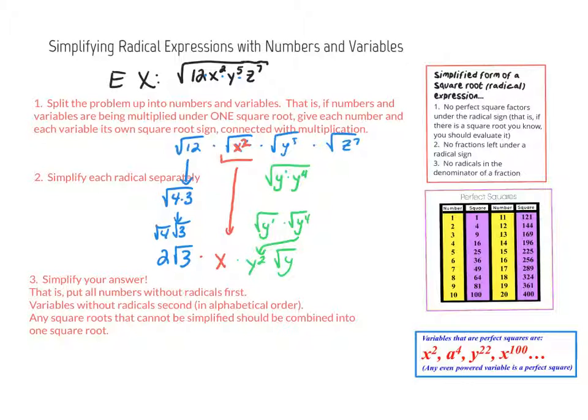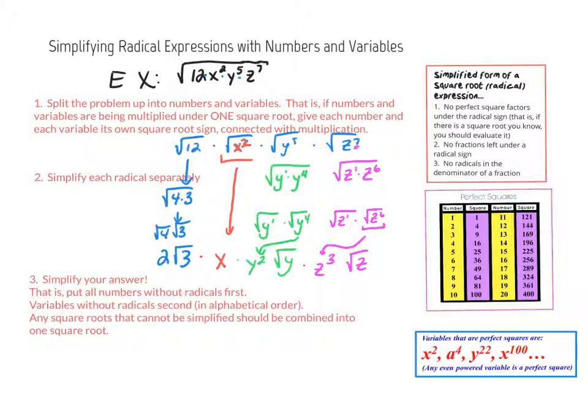We're going to do the same exact thing with z to the 7th power. And z to the 7th power, again, has an odd exponent. So we're going to split that into z to the 1st times z to the 6th. And if two z's are being multiplied under one radical, I can give them each their own radical. And since z to the 6th has an even exponent, I know its square root is z to the 3rd. And then the square root of z is never going to simplify.